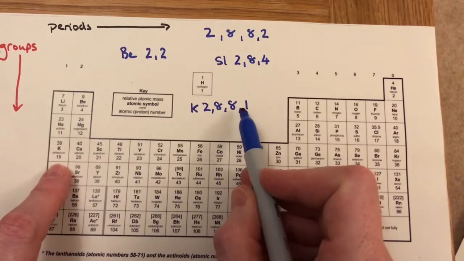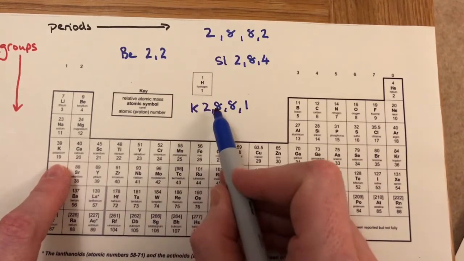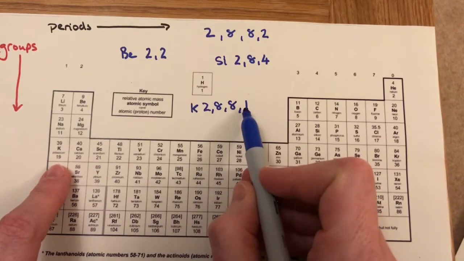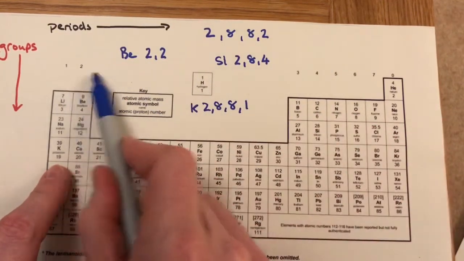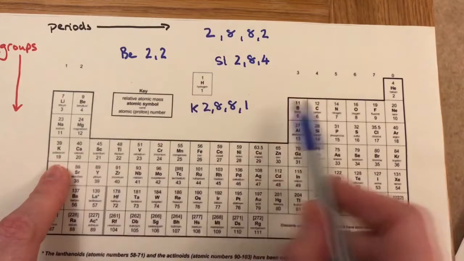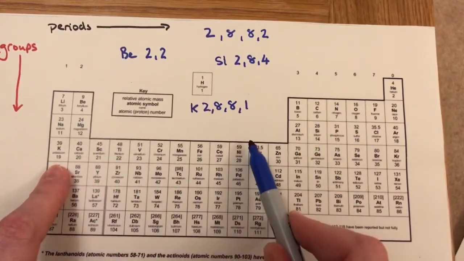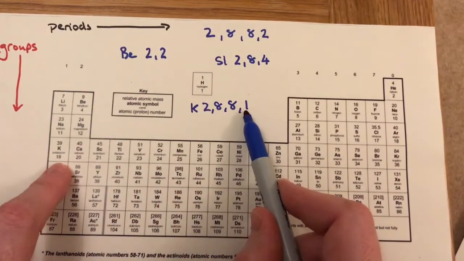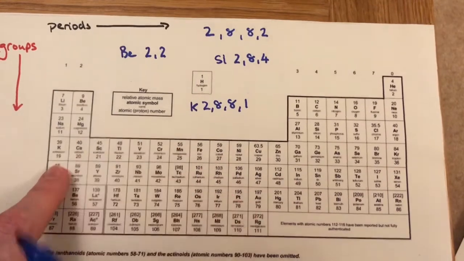We know that's correct. This matches what we've been saying because it's 1, 2, 3, 4 energy levels. So it's in the 4th period. 1, 2, 3, 4. And it's got 1 electron in the outer energy level because it lives in group 1.